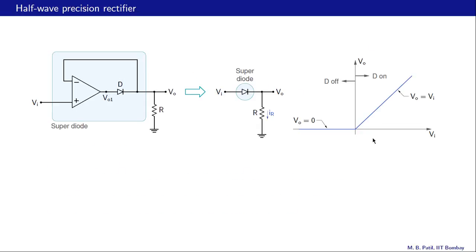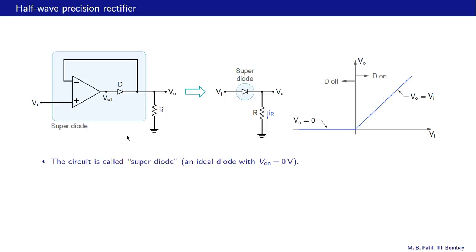This plot summarizes the operation of the half-wave precision rectifier. When Vi is positive, VO is equal to Vi. The diode conducts. When Vi is negative, VO is 0 and the diode does not conduct.